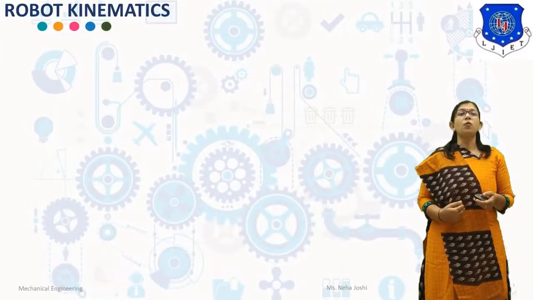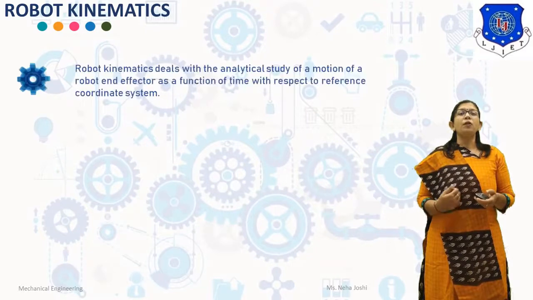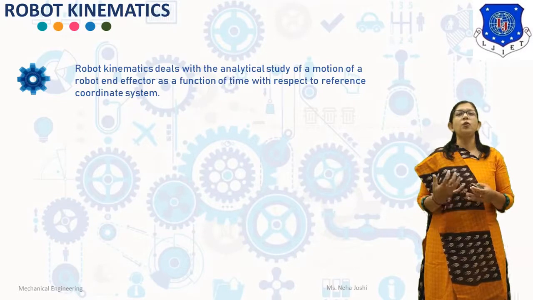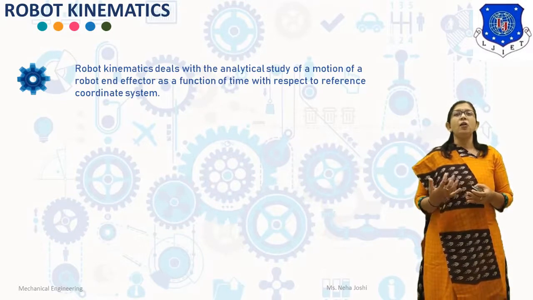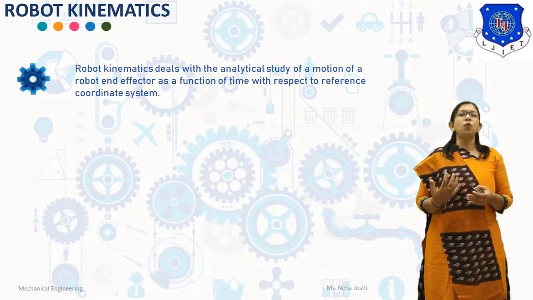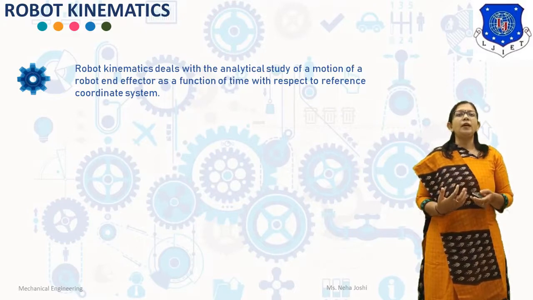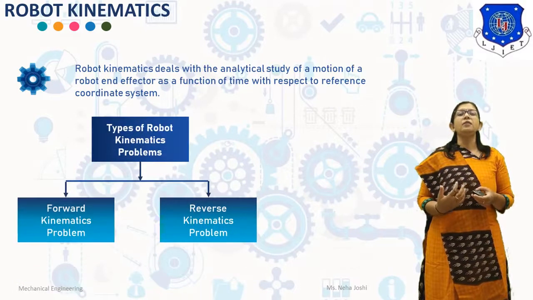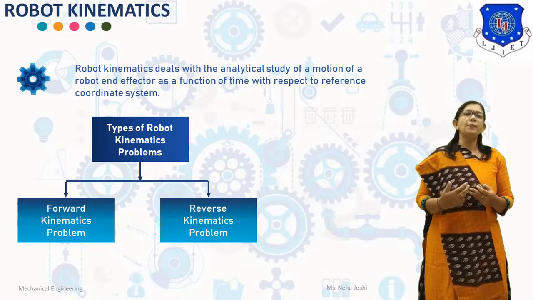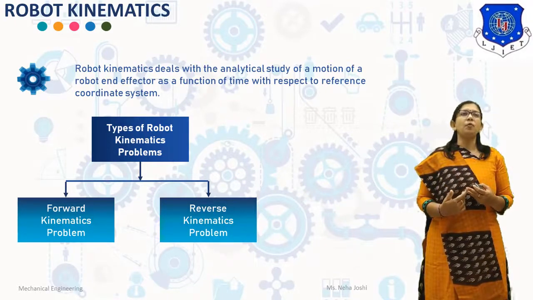Now, first of all, what is robot kinematics? For the functioning of a robot, it is necessary to establish the position and orientation of the end effector with reference to the base or reference coordinate system. Robot kinematics deals with the analytical study of the motion of the robot end effector as a function of time with respect to the reference coordinate system. The robot kinematic problem is further classified into two types. First one is the forward kinematic problem and second one is the reverse kinematic problem.